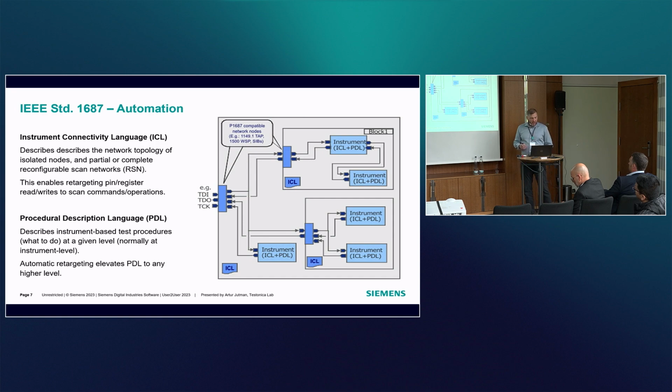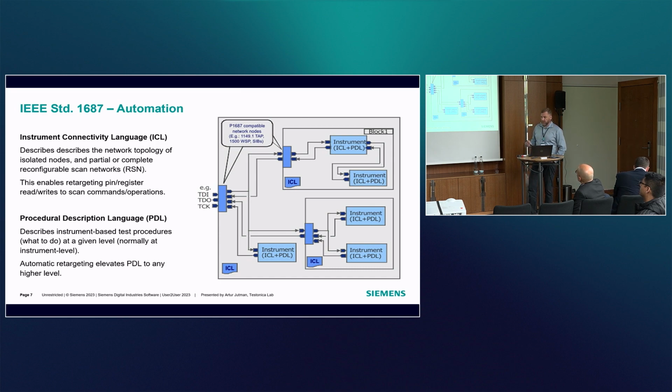Automation is the key behind this IJTAG standard. It is based on two description languages, the instrument connectivity language, or ICL. It's a way to describe subnetworks of instruments or subnetworks of your scan chains, as well as describe the complete topology of all the scan chains and network implementation on the chip.